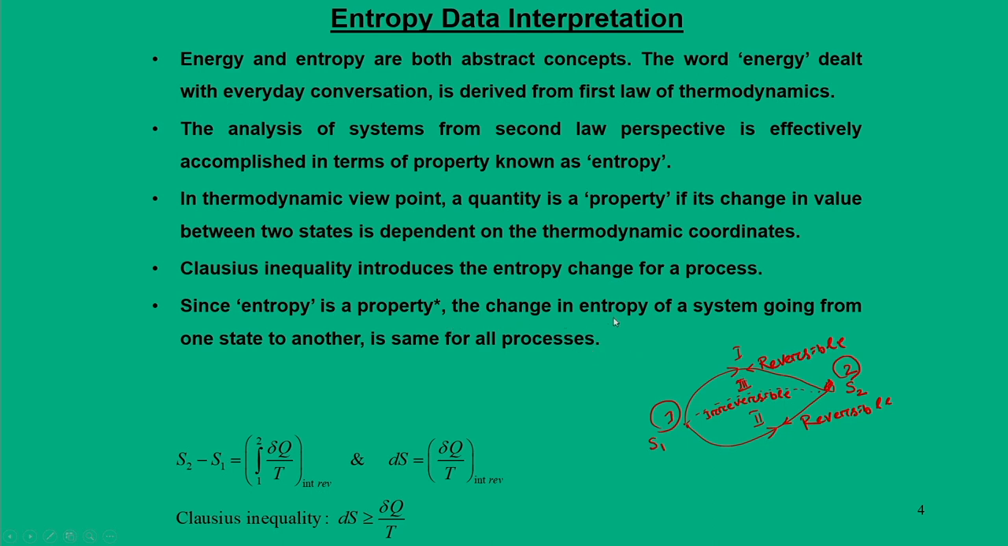Since entropy is a property, the change of entropy of the system going from one state to another is the same for all processes. By Clausius inequality, we know that for an internally reversible process, the entropy change S2 minus S1 is represented by the integral of dQ by T. For a very small infinitesimal process, we can write dS equal to delta Q by T. This is true when we are dealing with an internally reversible process. But Clausius inequality says that not all processes will be internally reversible. So, in a general sense, this relation, known as Clausius inequality, is always true: dS is greater than or equal to delta Q by T. And when it is a reversible process, the first equation holds good.